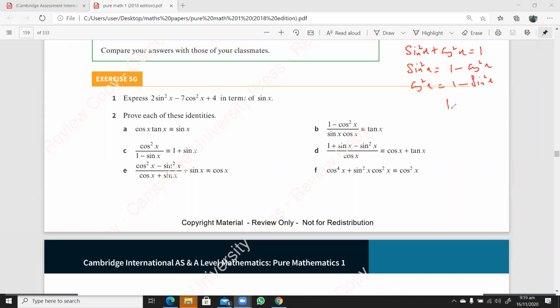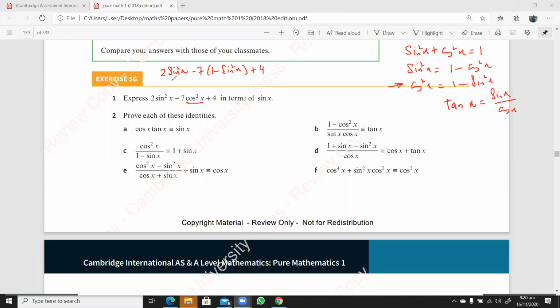And then there's one more identity that you will be using. The tan x is going to be sine x over cos x. So when you have to write all of this in terms of sine x, you will be changing this cos square x with this expression here, okay? So this will become 2 sine square x minus 7 into 1 minus sine square x plus 4. Okay, you can leave it up to this.